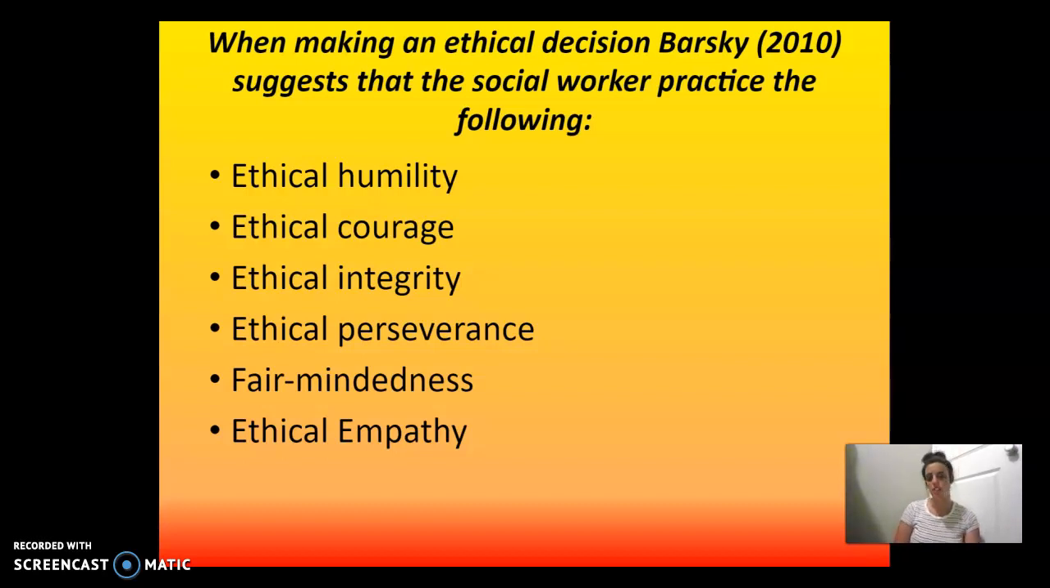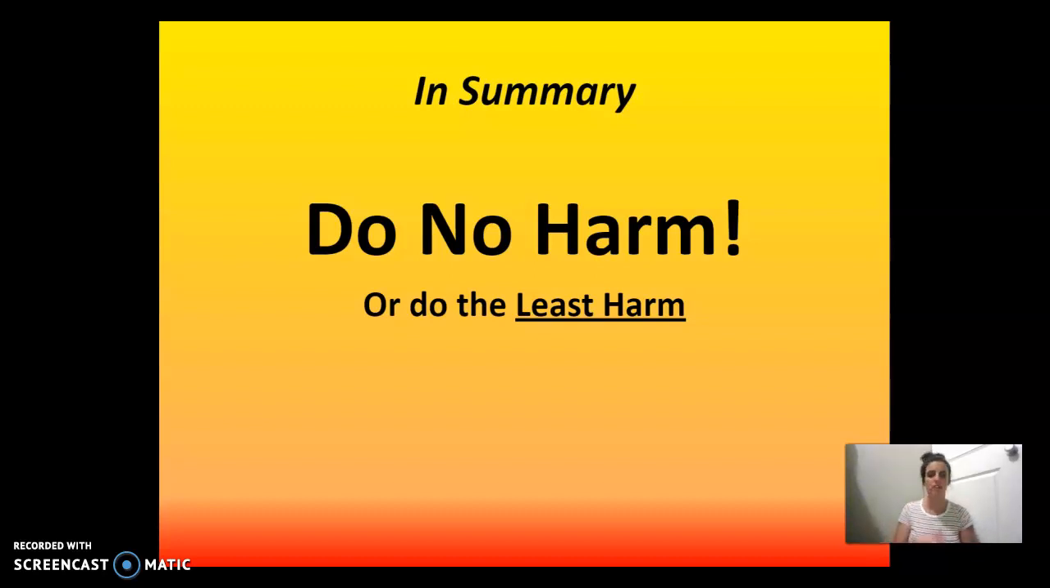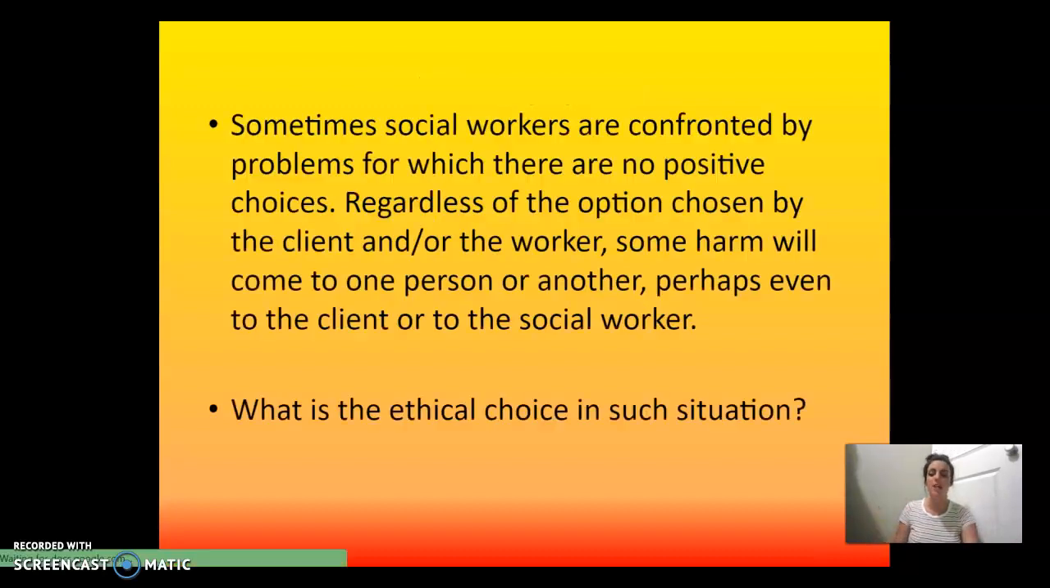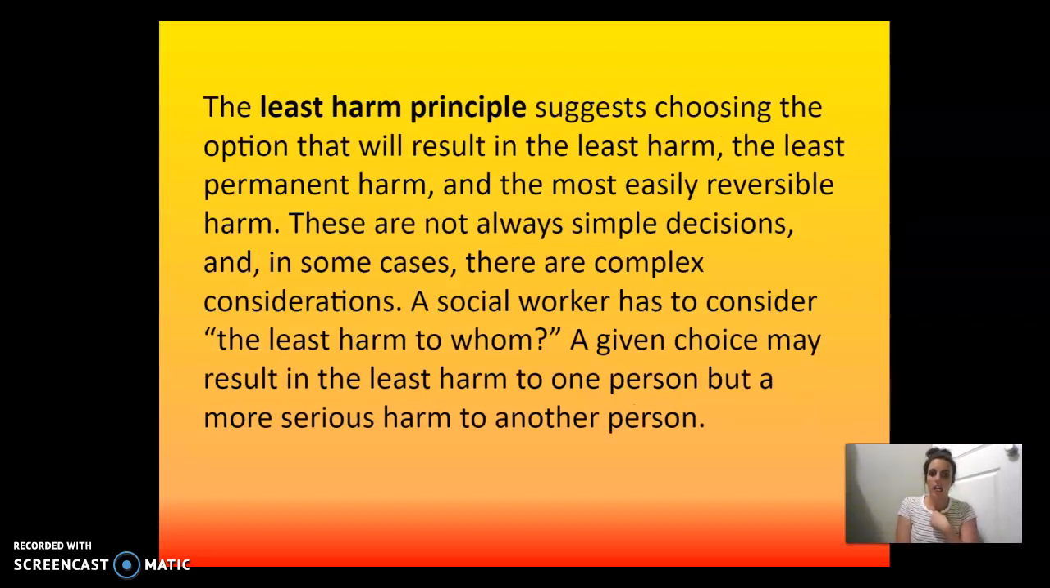The handout I gave goes into them more in depth, and I'm going to let you review those on your own. But I think what you really want to take away from this is that anytime you're making a decision, you want to do no harm. Sometimes that's impossible, so you want to do the least harm. And so you are going to be faced with a choice where you have to go through, what is the least harmful for the person, or to the client, or the social worker, or the agency. And that's why this model is important, because it does help with liability. You have to figure out who you're doing the least harm to.